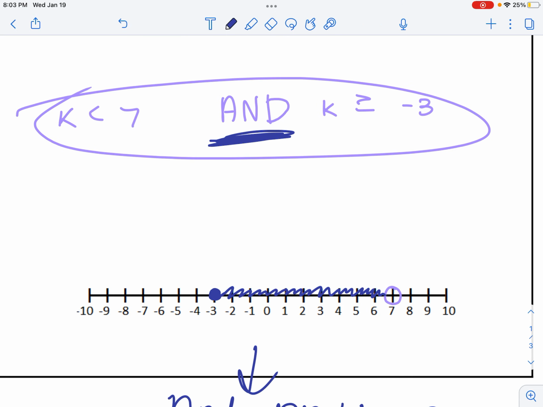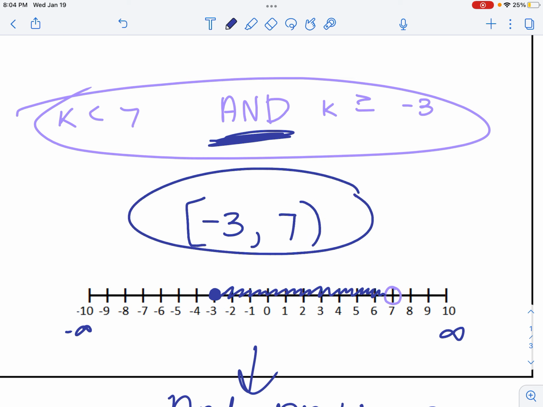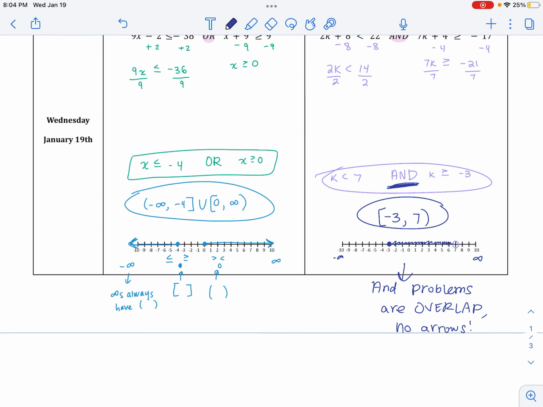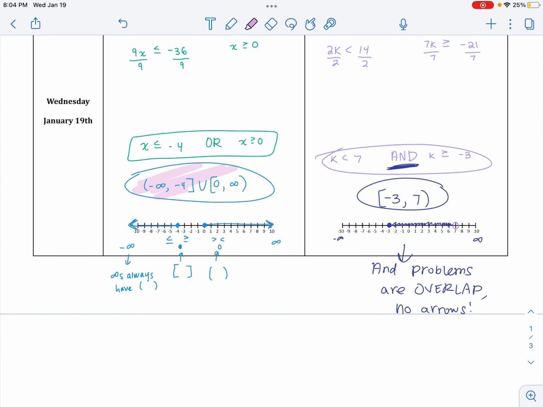What's that going to look like? Well, the negative infinity and infinity don't seem to be covered because there's no arrows. So it looks like I start at -3 with a bracket, right? Because it's a closed circle. And then I end all the way here at 7 with an open circle. So that would be my answer in interval notation. And look at how different those two answers look. One of them has a U with 2 different intervals because there's a gap. One of them does not.